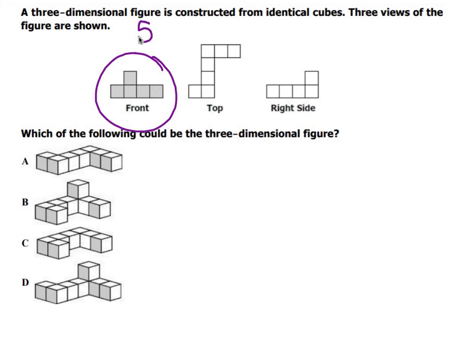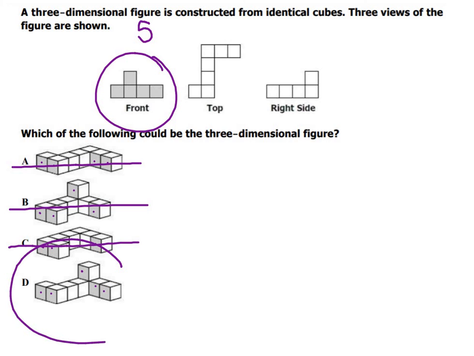Let's just go through and count. A has 1, 2, 3, 4, so that's not it. B has 1, 2, 3, 4, and that's not it. C has 1, 2, 3, that's not it. D is looking real promising. Let's check. 1, 2, 3, 4, 5. So in fact, it is going to be D.